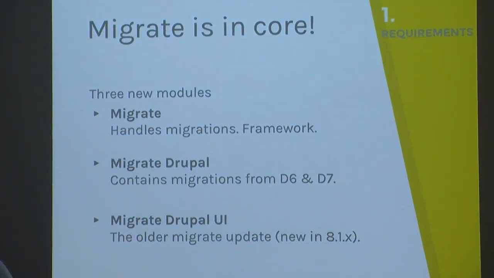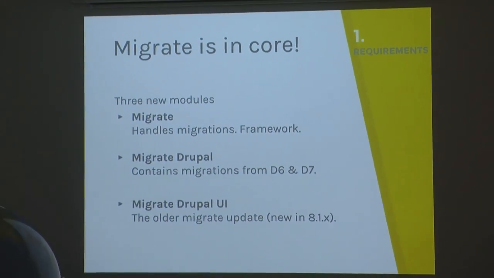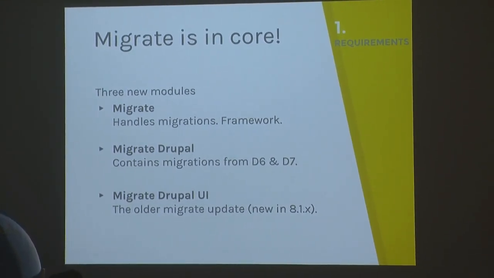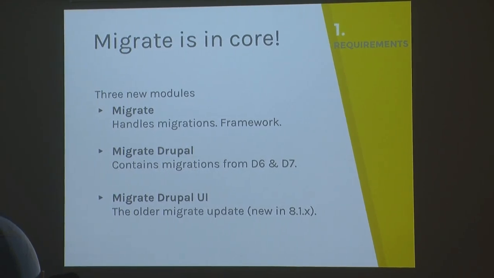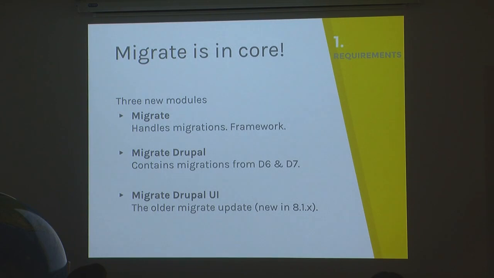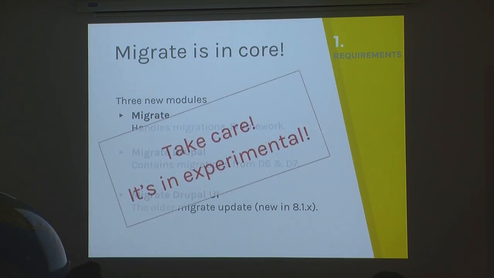Requirements. In Drupal core, there are 3 modules for Migrate, okay? Migrate itself, Migrate Drupal, which is used for Drupal to Drupal migration, and Migrate Drupal UI. This is new in 8.1, okay? In 8.0, you need to install the upgrade module, or Drupal upgrade module, okay? But take care, it's experimental, okay? It could break some things in new releases of Drupal, okay?